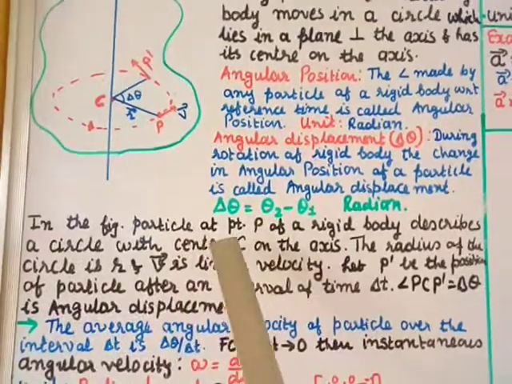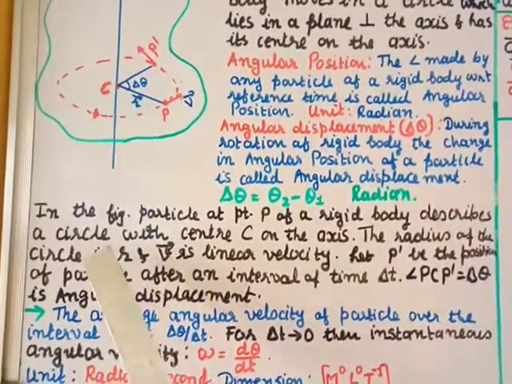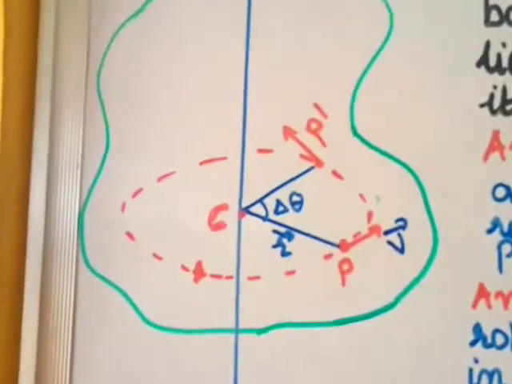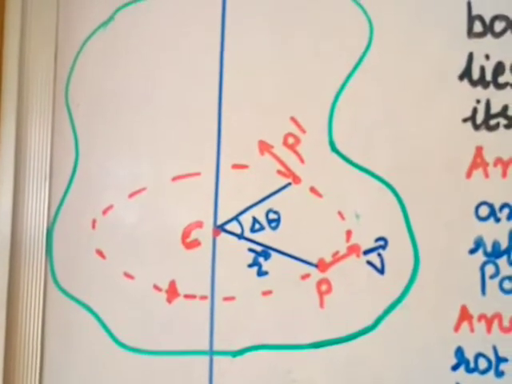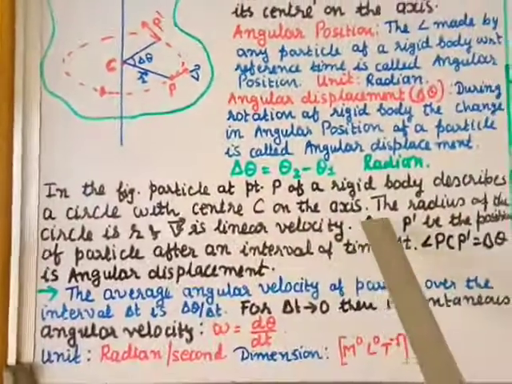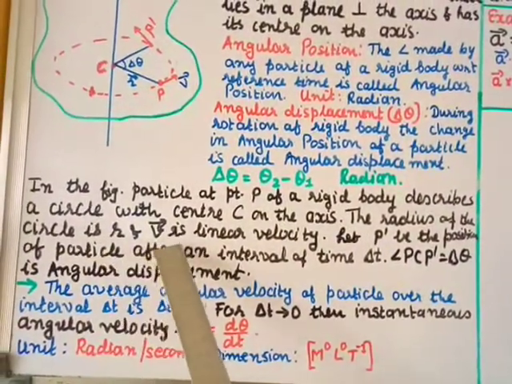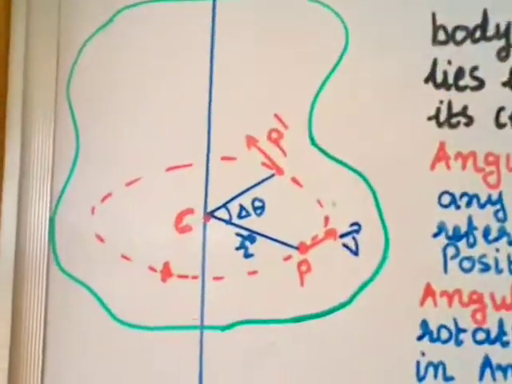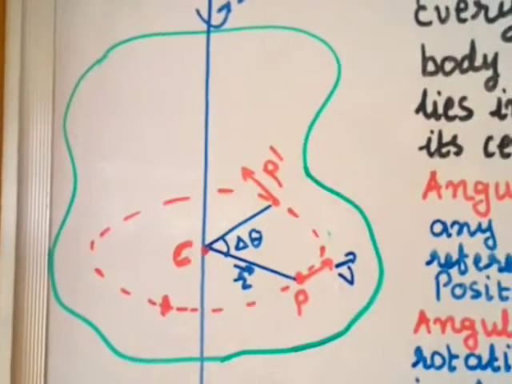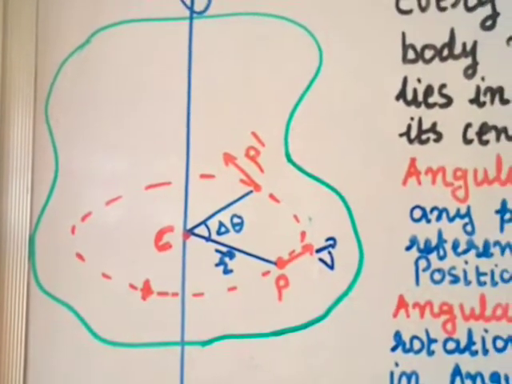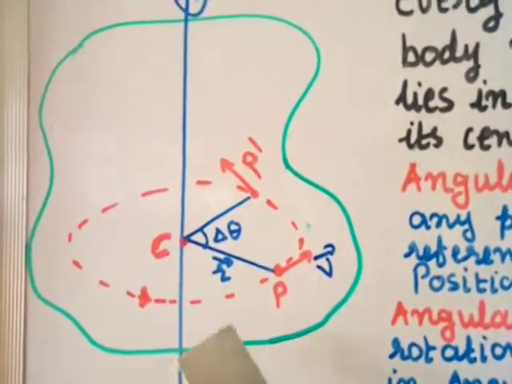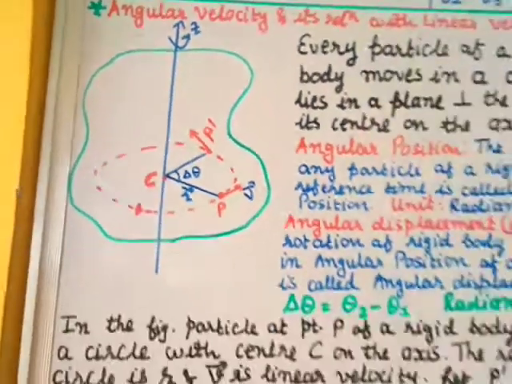In the figure, the particle at point P of a rigid body describes a circle with center C on the axis. You have the particle P describing a circle with center C, and center C is on the axis. The radius of the circle is r and v is the linear velocity. Linear velocity is always tangential to the circle at that point, so at this point it is in this direction.